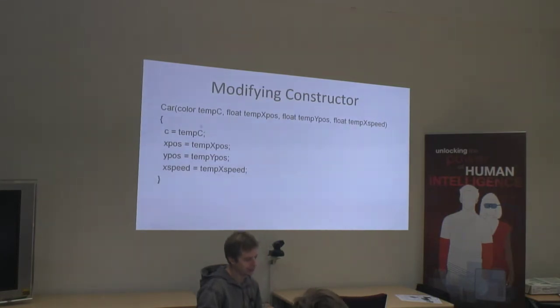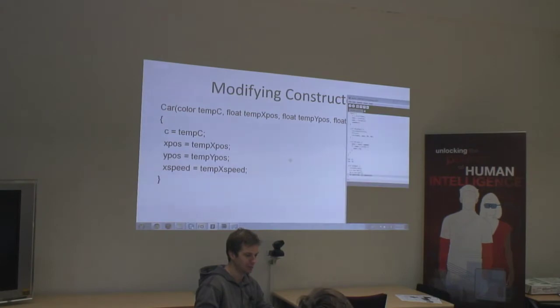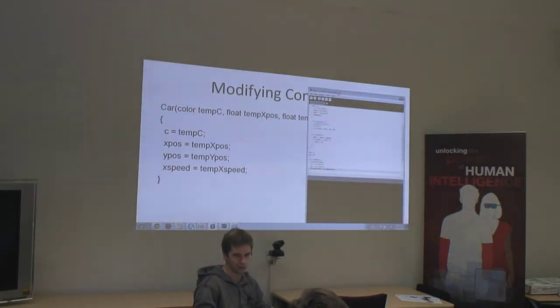Yeah, so modifying the constructor, we sort of already looked at this, so you can basically specify other constructors. So in this constructor for car, we allow someone to pass in the temporary color, temporary X position, temporary Y position, temporary X speed, and we just set all those values. But we could either do it in the constructor, or as you said, we can do it like I've done here, where I basically just set the values out here. It's all fine and dandy.